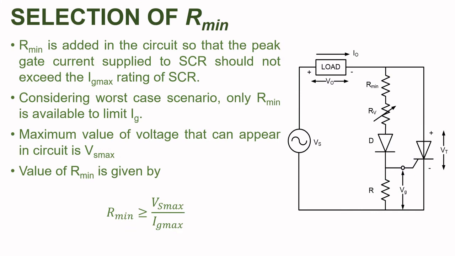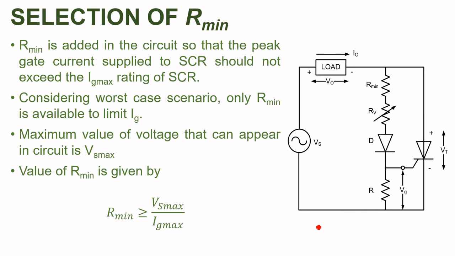Now let us see the design consideration of the triggering circuit of SCR. First, we will see the selection of R minimum resistance. The resistance R minimum is added in the circuit so that the peak gate current supplied to the SCR should not exceed the Ig max rating of the SCR.